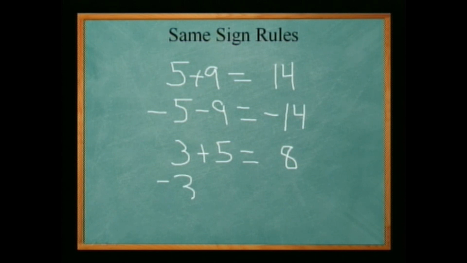So if we have negative 3 minus 5, disregard the signs, just do 3 plus 5, which is 8, and put the common sign in front of it. So that gives you negative 8.